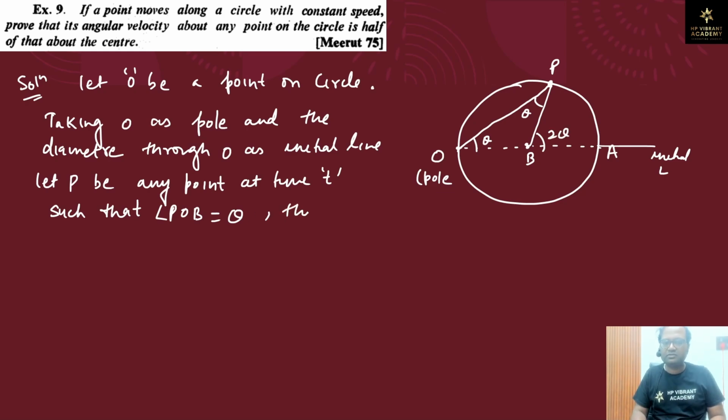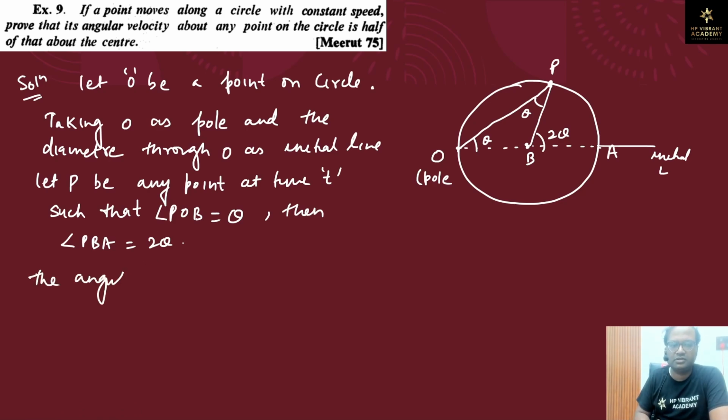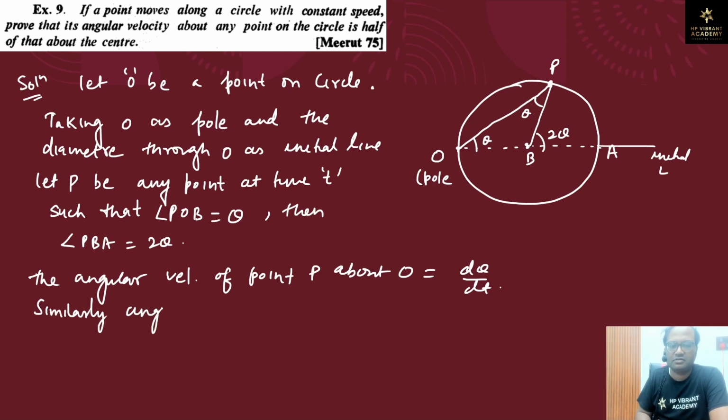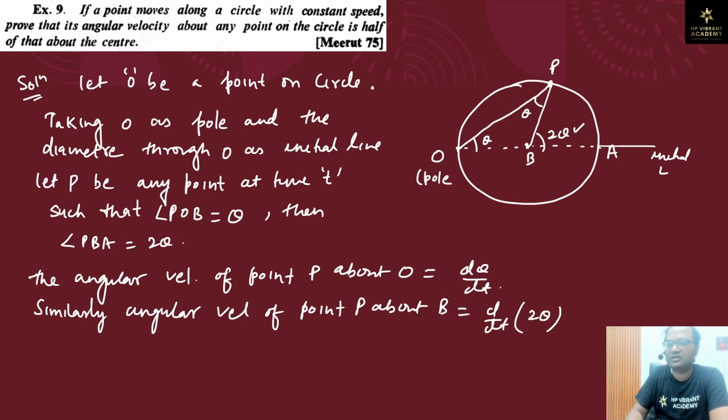Then angle PBA is equal to 2 theta, by the properties of circle. So the angular velocity of point P about O will be d theta upon dt. Clear? Similarly, the angular velocity of point P about B is equal to d upon dt of 2 theta, because this angle is 2 theta. Let us consider this as omega.